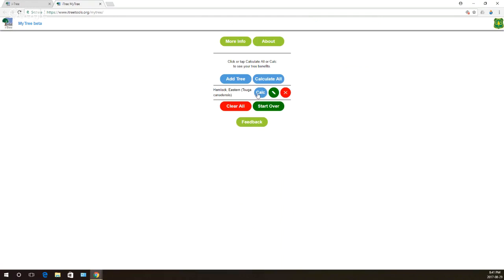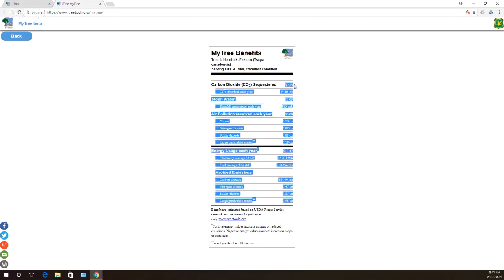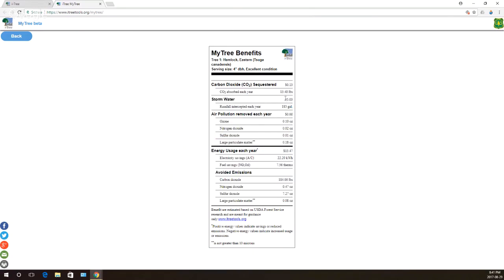So then we get this. Click calculate, and then that gives us the calculation. So you can see that in carbon dioxide sequestered, when it's monetized, we're looking at 13 cents. Stormwater, like just over $5. And then air pollution removal, really, according to this, it really hasn't been a whole lot.